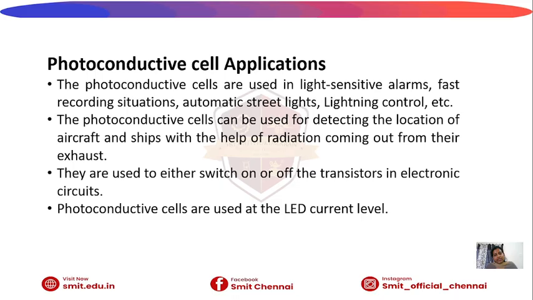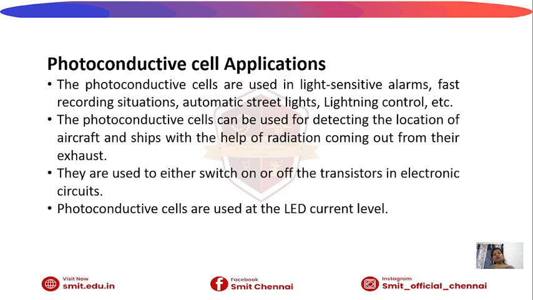The photoconductive cell can be used for detecting the location of aircraft and also ships with the help of radiation. Radiation is nothing but a wave, a light wave, that is coming out from their exhaust, from the aircraft or from the ships. Using that radiation, the photoconductive cell detects the location.